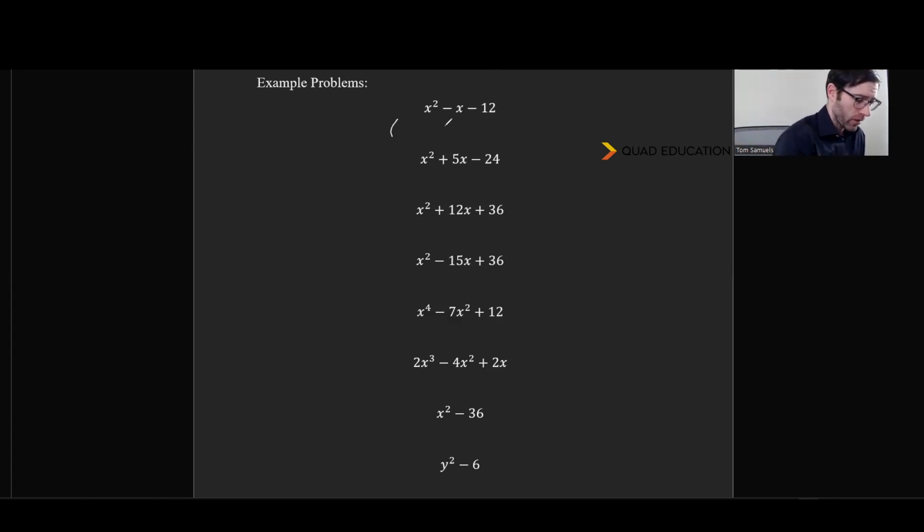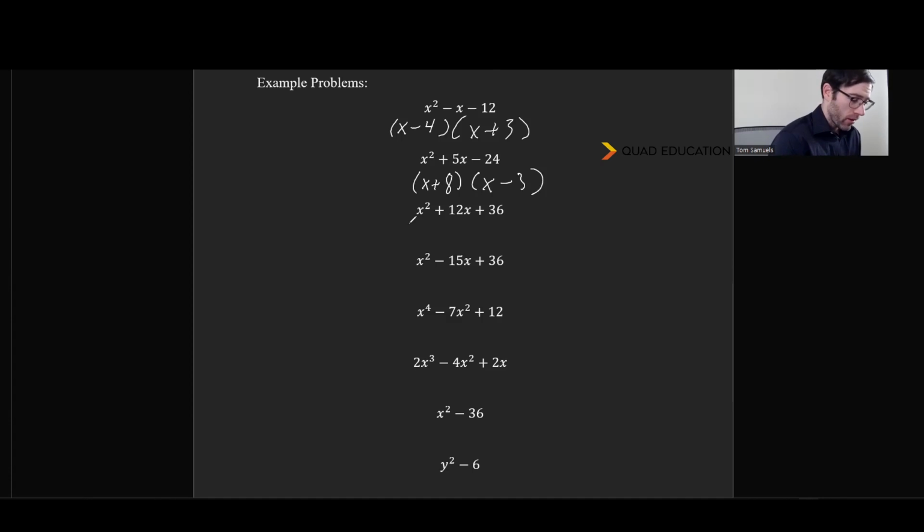Okay, first one here, we know we're going to have a negative and a positive. All right, that's going to add to -1 and multiply to -12. So it's just going to be 4 and 3. So x minus 4 times x plus 3. This one here, we're going to have sort of the same thing, but a little different. We know that our positive value in absolute terms is 5 greater than our negative value. That's just going to be x plus 8 times x minus 3.